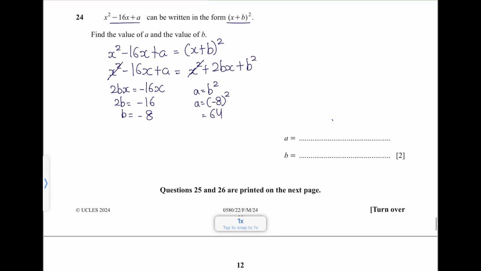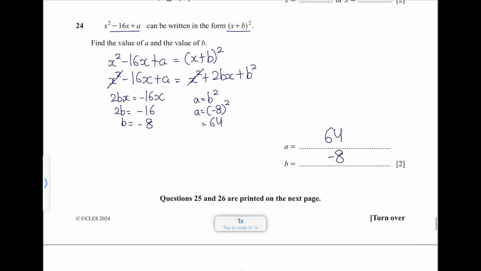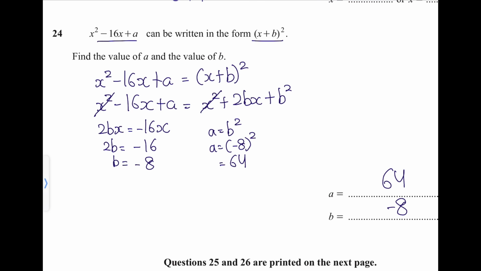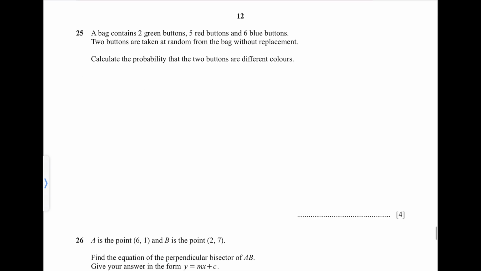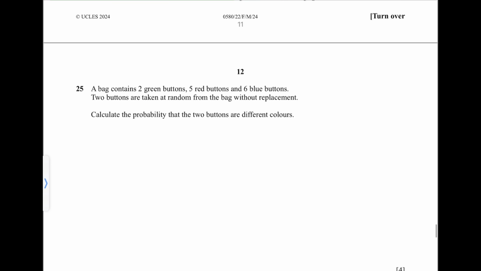I hope this question is clear. A is 64 and b is negative 8. Now if the value of a had been given, the value of b would be easy to find. That is completing the square, but since it's not given, that's why I have to use this method.